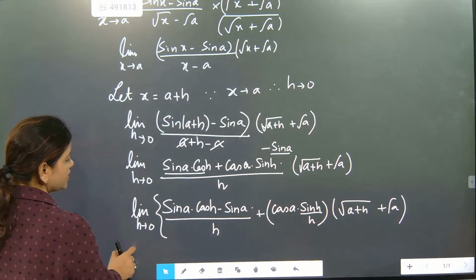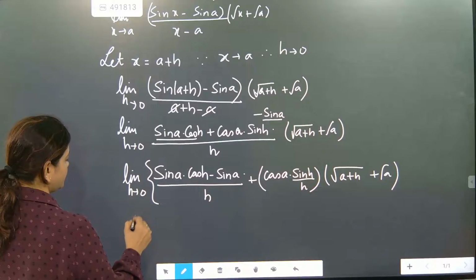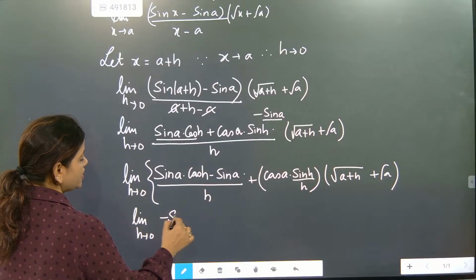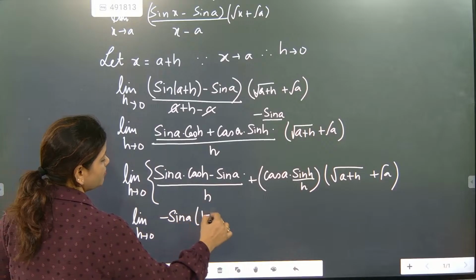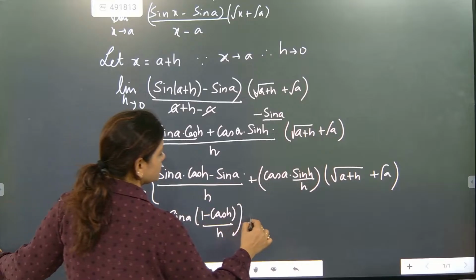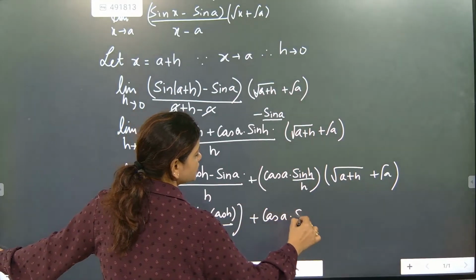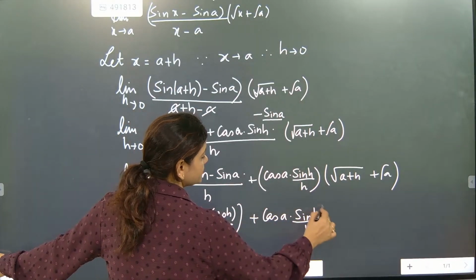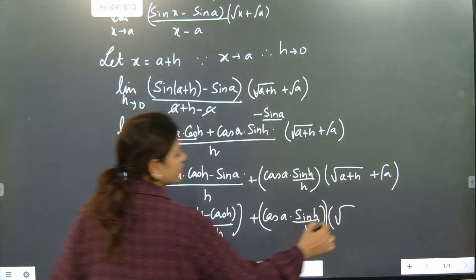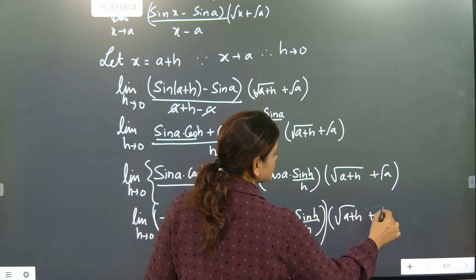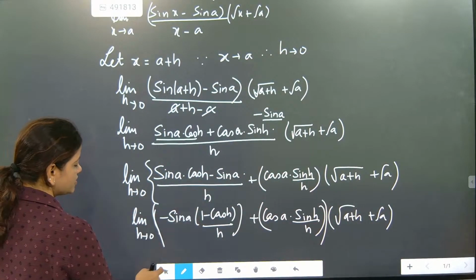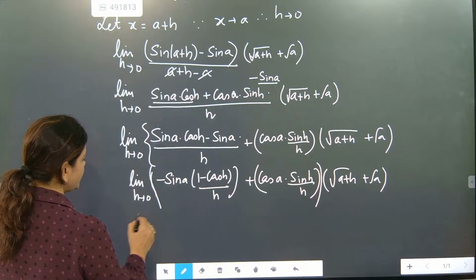Now sin a we will take common, minus sin a let's take common. Limit h tends to 0. We will take minus sin a common. It will become 1 minus cos h by h. Okay. This part cos a. See, for your understanding, I am writing the steps one by one. Otherwise, in one step itself, I could have solved this. Here I have taken an extra step. Directly 1 minus cos h will become 2 sin square h by 2.